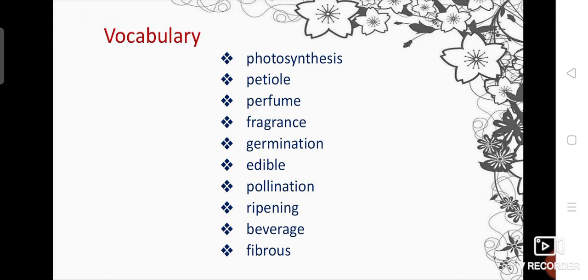The second term is petiole. Petiole is a part of a plant, especially present at the leaf. It is a small stalk which we use to hold the leaf with our fingers, right? We place our finger on that part, and that is called the petiole. Petiole is a part of a leaf. Otherwise we can say stalk also.